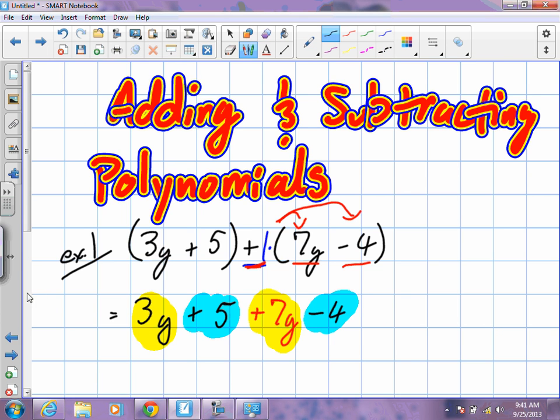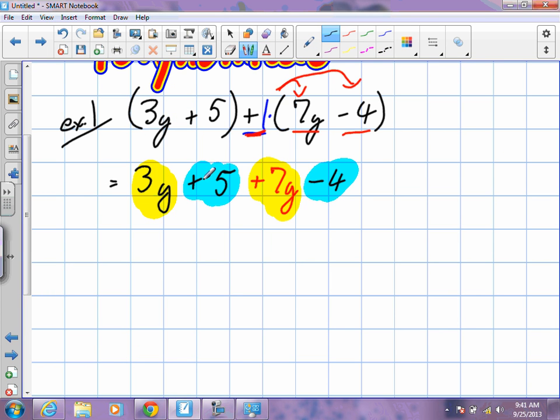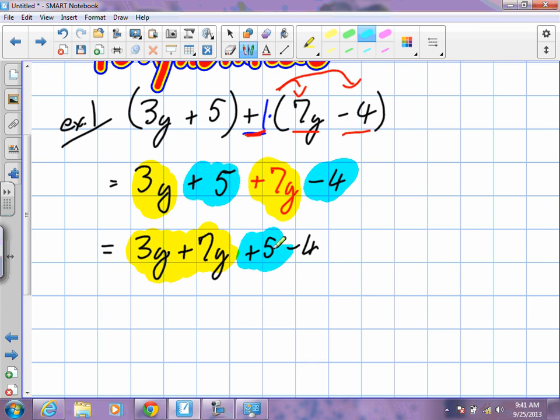Now, if it's hard for you to see because they're split up, we can move like terms beside each other. I'm going to take the 3y and bring the positive 7y beside it. As long as I keep the operation in front of both of them, that's more than fine. Same with positive 5 and negative 4. I can move them beside each other as long as I keep the operations in front of them. Once I've done that, I can start to collect the terms.